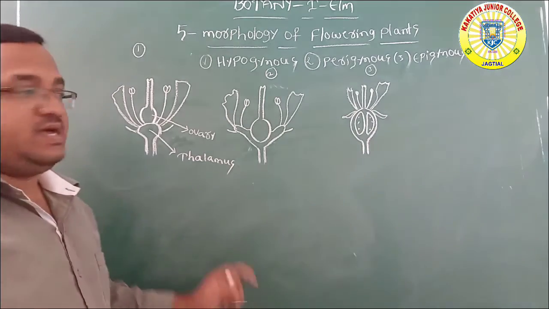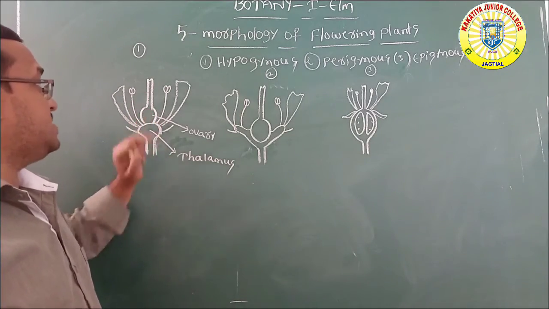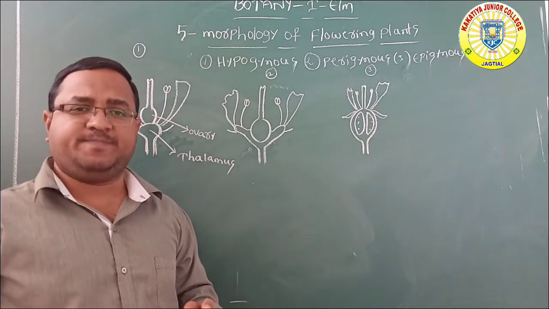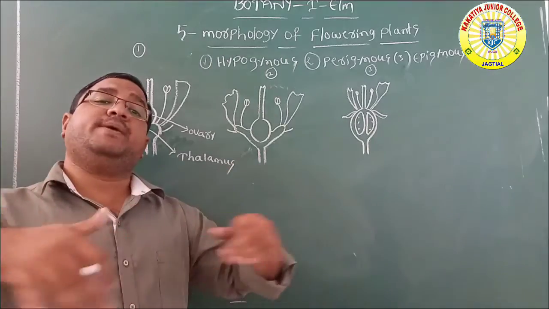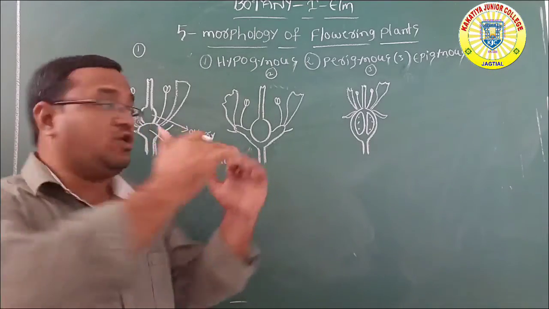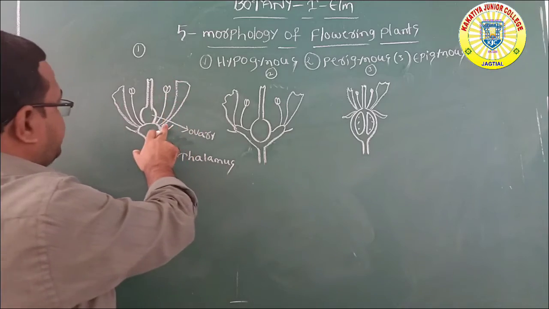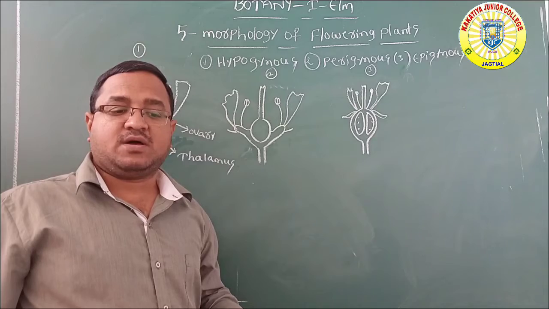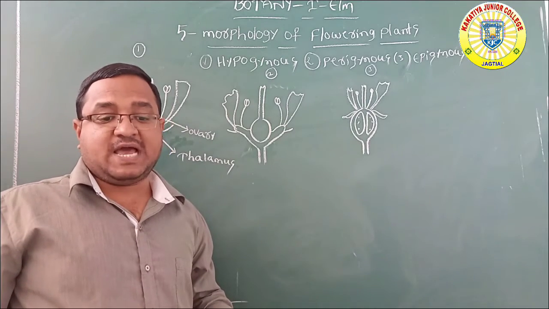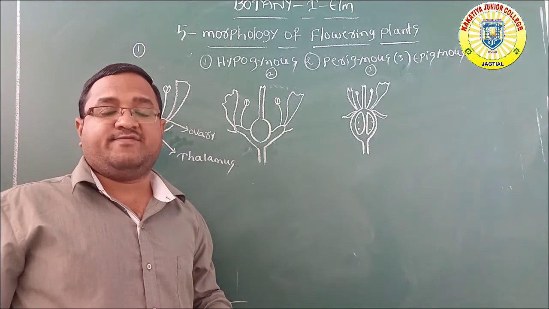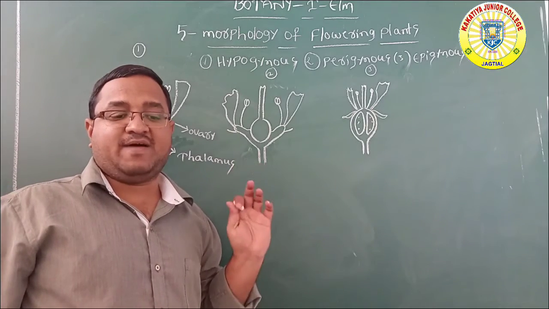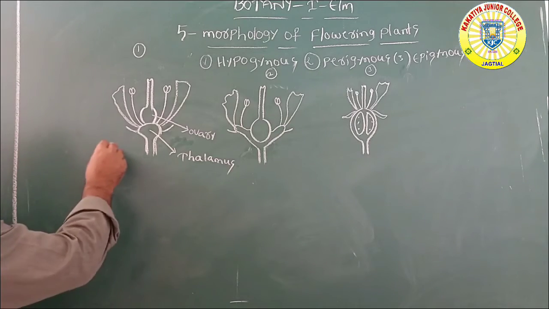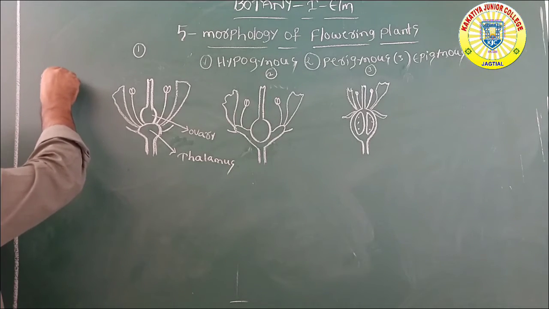So here the gynoecium occupies the highest position. The remaining floral parts, calyx, corolla, androecium, are situated below the gynoecium, that is, below the ovary. Remaining parts are present below the ovary only. So this type of flower is called hypogynous flower. This type of ovary in these flowers is called superior ovary.